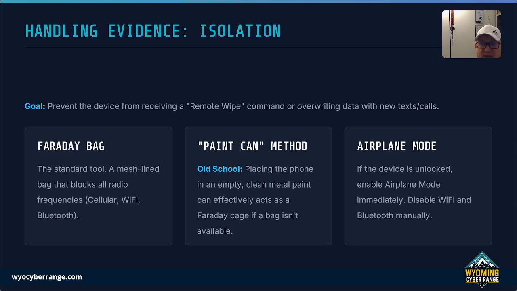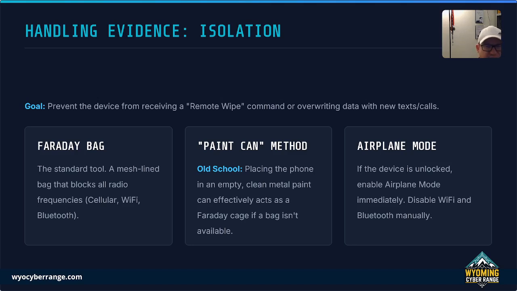Now if the bag isn't available, we can use the old school method, and we like to just say it's the paint can method. An empty, clean metal paint can is also a Faraday cage. If you think about it, it works like a Faraday cage because the signals cannot penetrate the metal can.